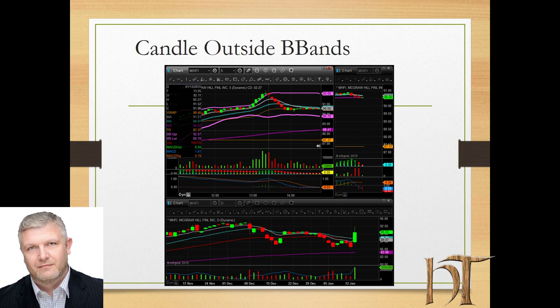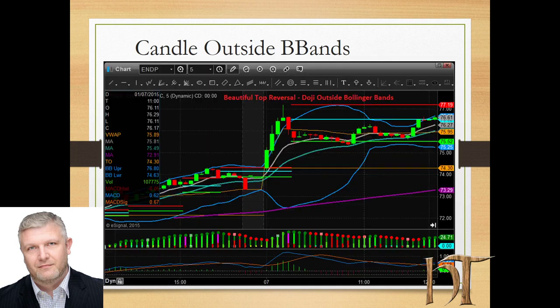Now, next example. Here's another example of the Bollinger Bands. Right, I don't use them on the 1 minute chart. I only use Bollinger Bands on the 5 minute chart. For me, I believe it works best on the 5 minute chart.